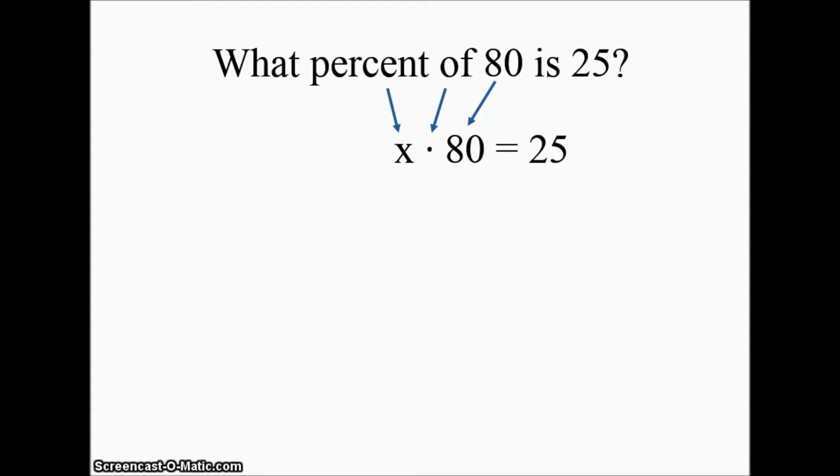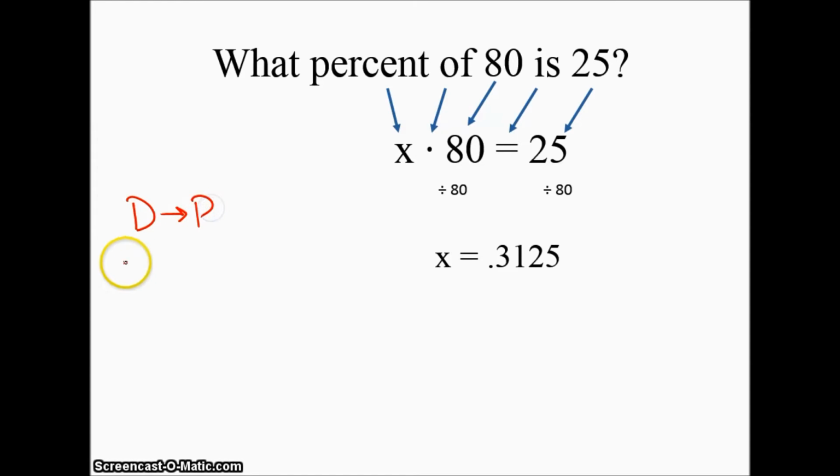So 80 gets multiplied by the percent, is means equals, and 25 is what I should get when I finish this equation. To solve this, I divide by 80, and in this problem I'm going to get a decimal, and you can use calculators. How do I turn a decimal into a percent? Well, remember, when we turn a decimal to a percent, we can think of the Dr. Pepper method. Decimal to percent, I move the decimal to the right 2 places, and I would get 31 and 25/100%.